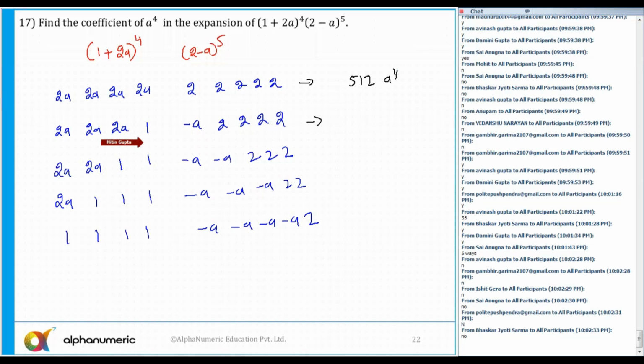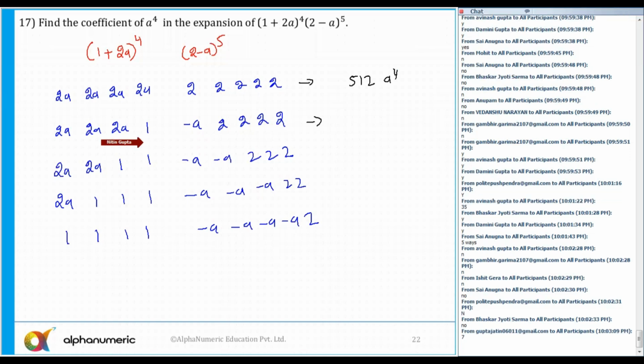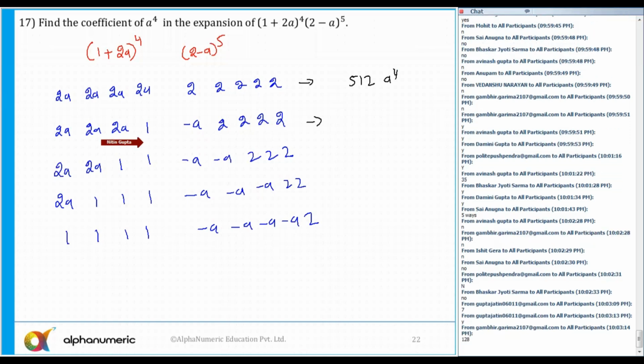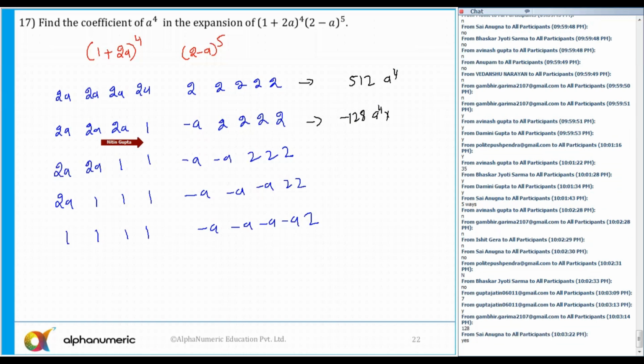So if you multiply all of them, 2 is getting how many times? I'll get 2 raised to power 7, isn't it? 4 plus 3, that is 7. 2 raised to power 5 is 32, 64. 2 raised to power 7 is how much? 128. And I'll get minus 128 a raised to power 4 into arrangement also. So arrangement of the first group is factorial 4 by factorial 3, and arrangement of the second group is nothing but factorial 5 by factorial 4. Is that clear to all of you?